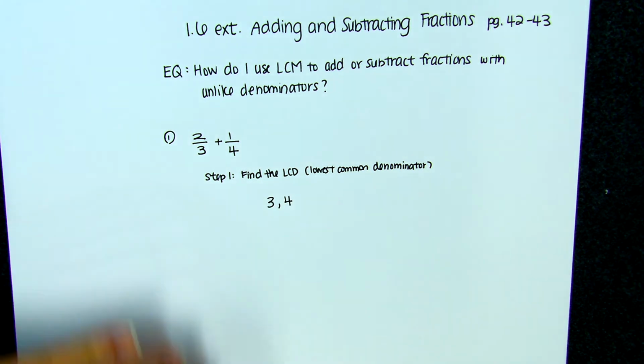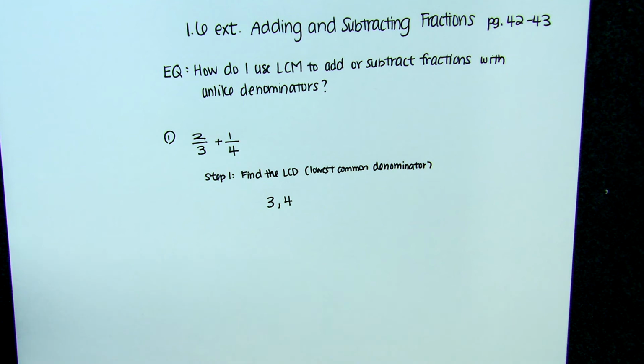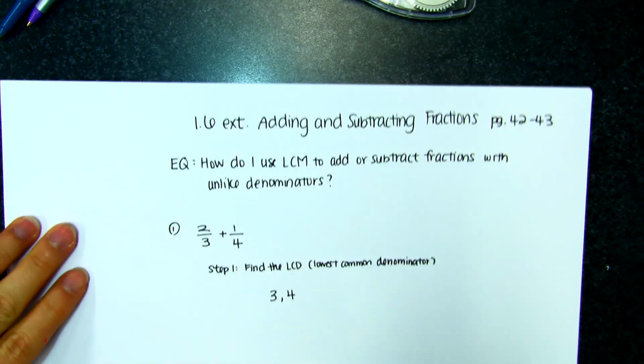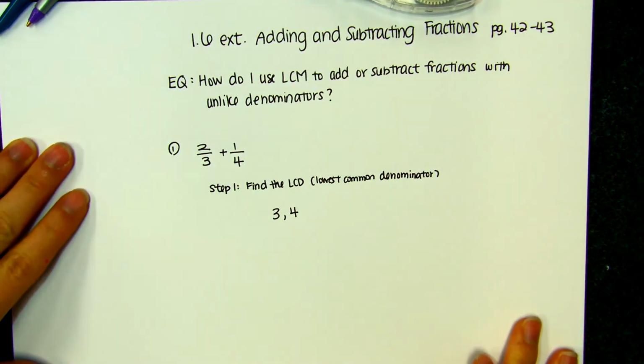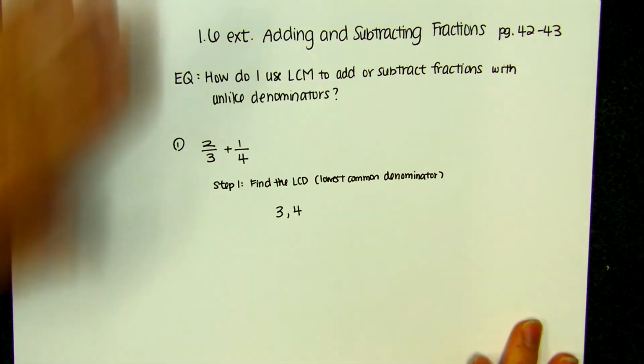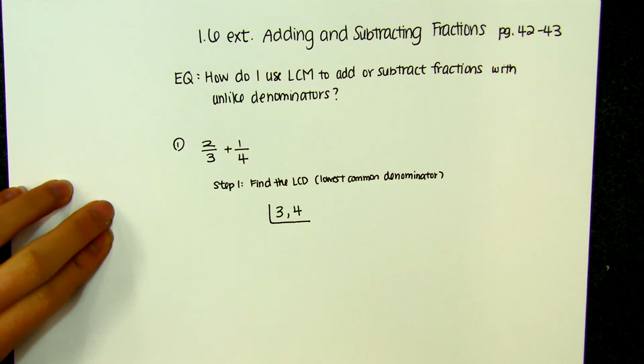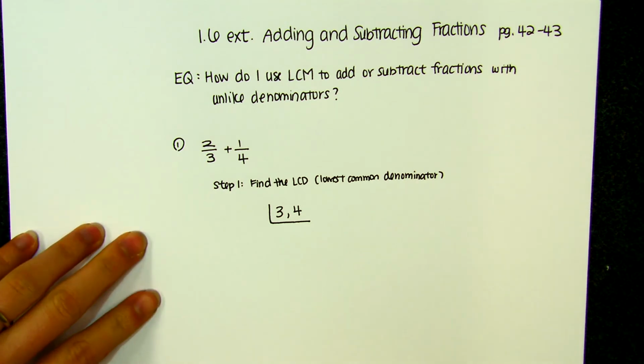So right here I have 3 and 4. There are different ways to find lowest common denominators. The most popular way that we discussed in class, as the surveys that went out showed, is that most of you like to use hockey sticks. So I'm going to use a hockey stick. Is there a number that can go into 3 and 4? And the answer is no, besides 1.